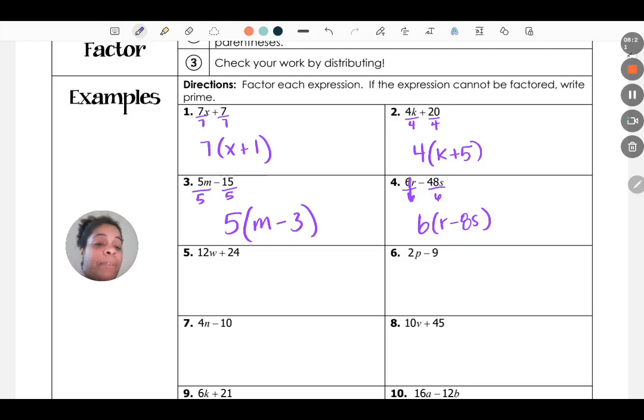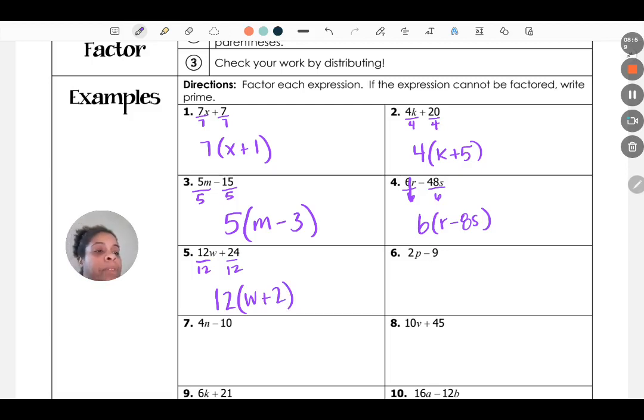All right, number 5, we have 12w plus 24. 12 is probably going to be the greatest common factor. We have to think about, can 12 go into 24? It can, 2 times. So we're going to divide by 12. And 12 becomes our number on the outside. 12 and 12 cancel each other out. So we're left with w plus, and 12 goes into 24 2 times. There we go. All right, moving along.